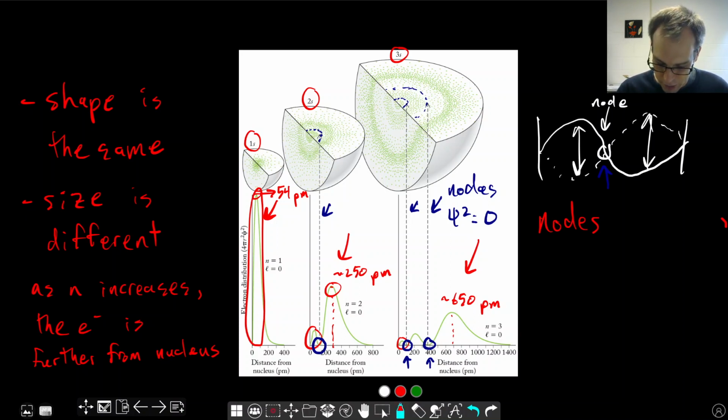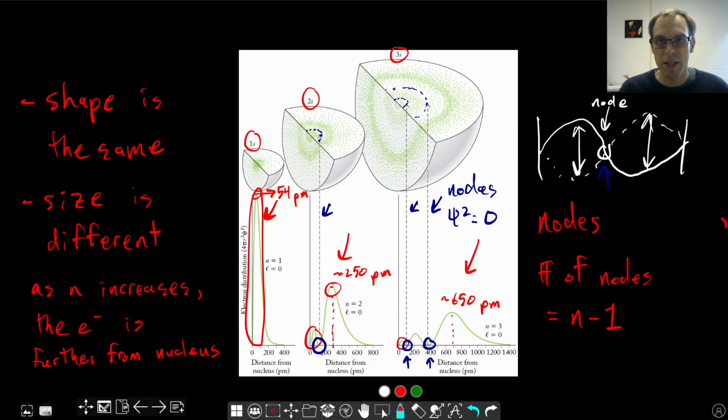And the number of nodes for an s orbital is equal to n minus 1. So that's why we have 0 nodes for a 1s orbital, because n equals 1 for a 1s orbital. But for a 2s orbital, we have 1 node. For a 3s orbital, we have 2 nodes. And that will go up as we go to higher and higher values of n, similar to how we can have standing waves with more and more nodes in them. So that's what's going on here.